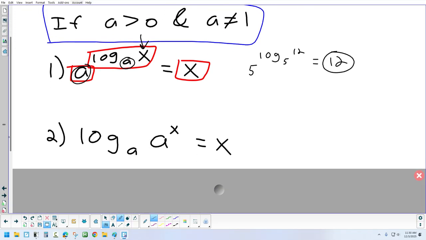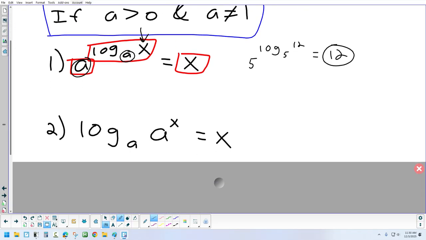Okay, here's another special pattern. Log base a of a to the x. So this would be like log base 3 of 3 to the 15th power. Anybody have a guess what that would simplify to using property 2? Yeah, is it 15? It would be 15. Yep.